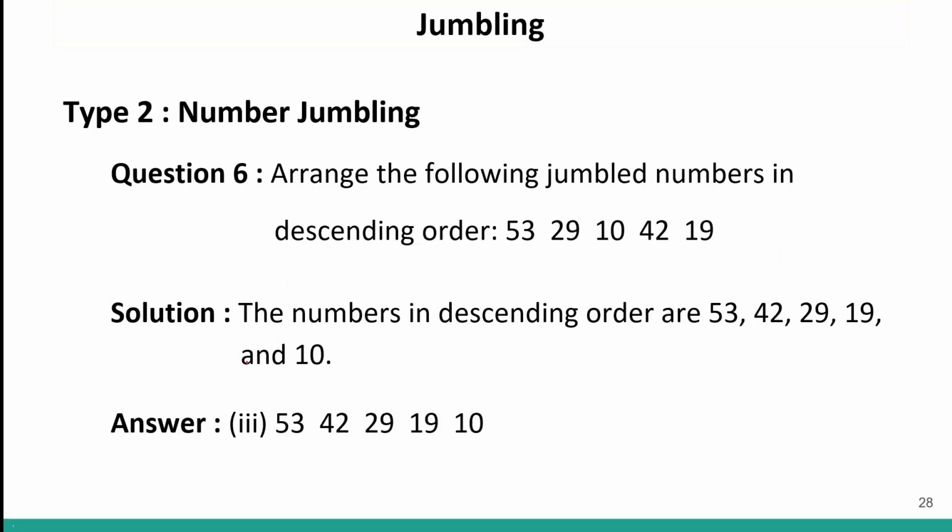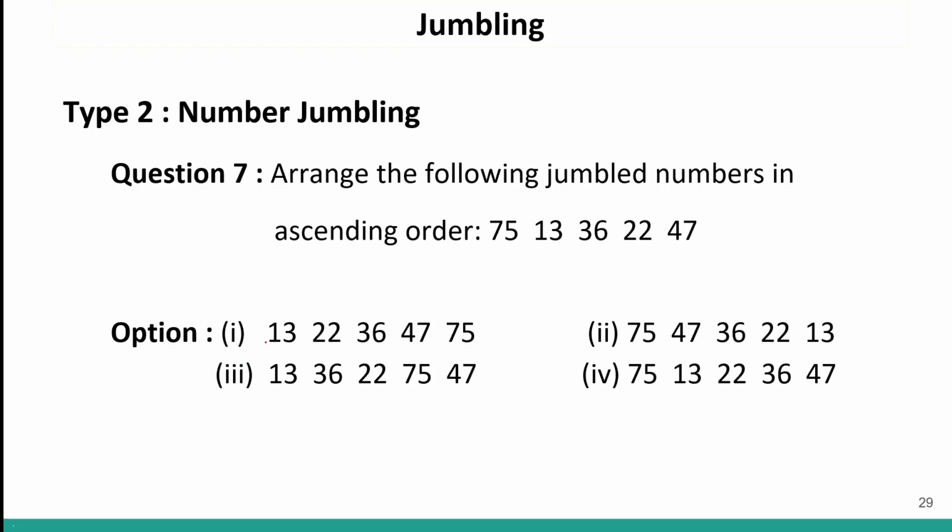Okay. Here is the solution. Now, question number 7. We have to arrange the following jumbled numbers in ascending order. Ascending means increasing order. That means smaller number to bigger number. So smaller to bigger, the smallest number is 13. This is smaller than 22. This is smaller than 36. This is smaller than 47 and this is smaller than 75.